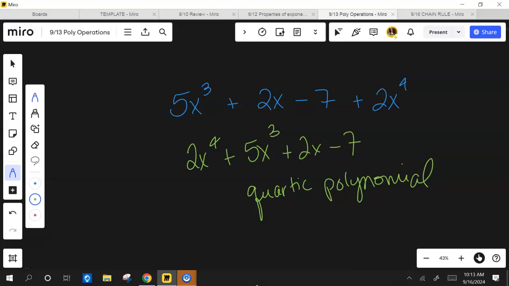Today is all about adding, subtracting, and multiplying polynomials. So what's the leading coefficient here? 2. It only leads the equation when you are in standard form, so be very careful. What is the degree? 4. What's the constant? -7. All right. Let's talk about how we're going to use this.